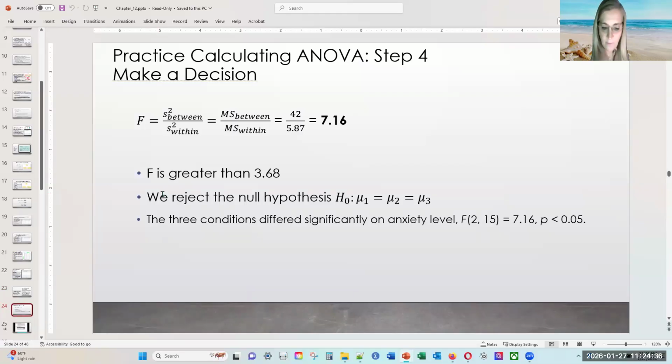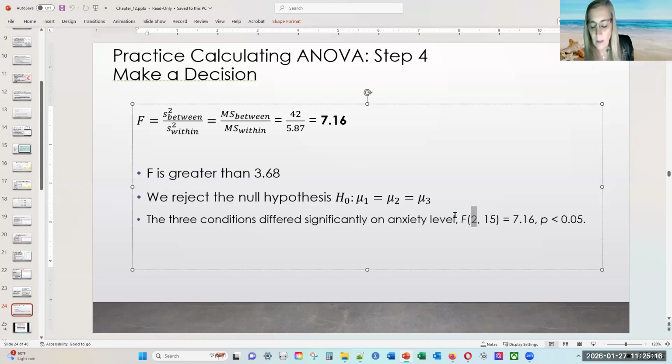All right. So F turns out to be much greater than 3.68. That means we can reject the null hypothesis that says that all the group means are the same. So the three conditions differed significantly on, I guess, I don't know why we have anxiety level. We were looking at study conditions. But anyway, the three conditions differed significantly on study conditions. And the way you would write this in APA format is just like that.